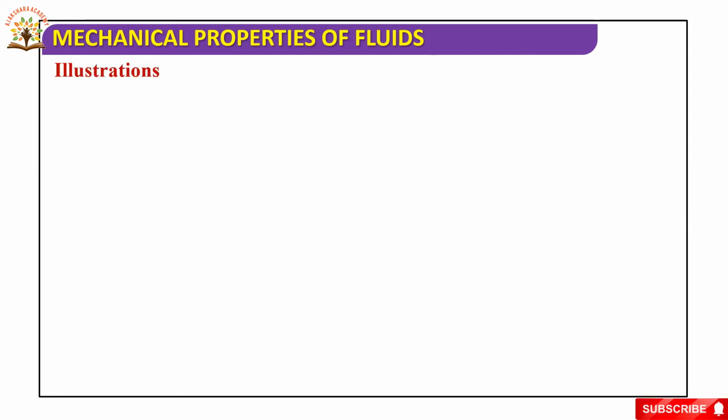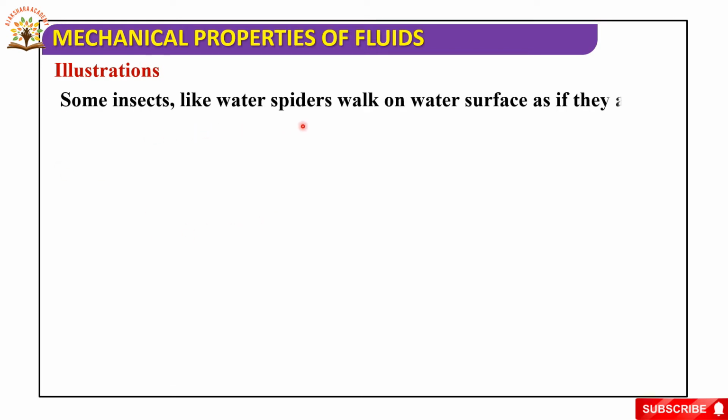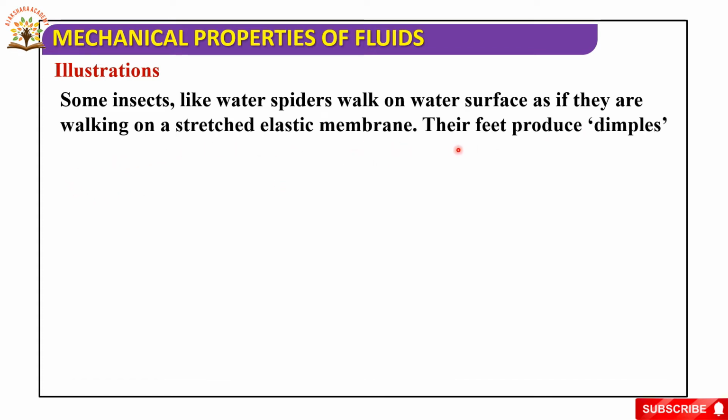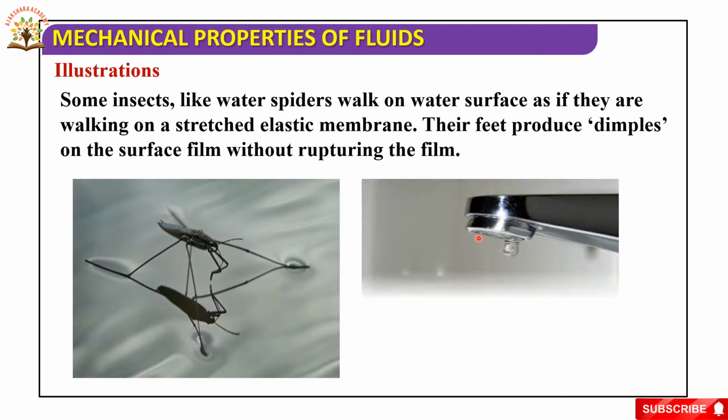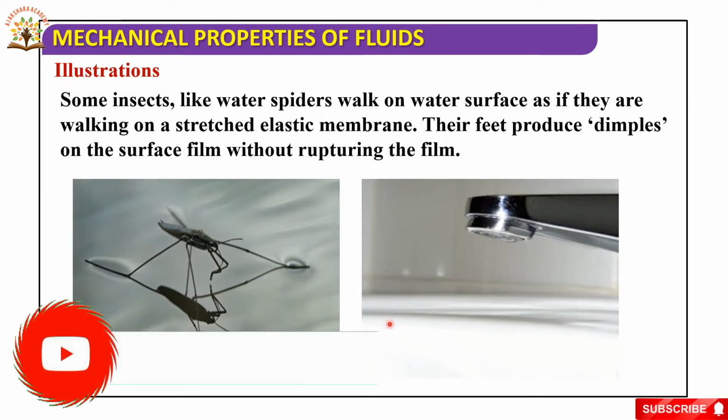Now, let us discuss some illustrations. Some insects like water spiders walk on water surfaces as if they are walking on a stretched elastic membrane. Their feet produce dimples on the surface film without rupturing the film. See these pictures carefully.